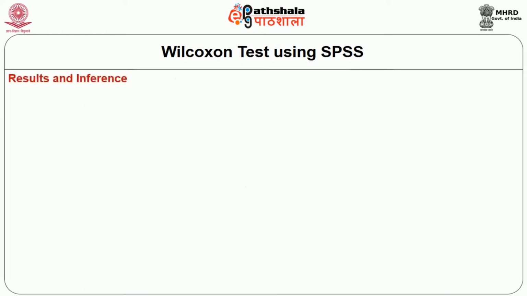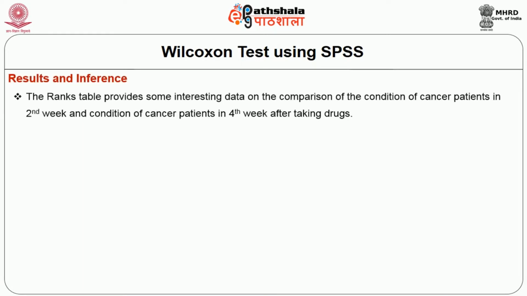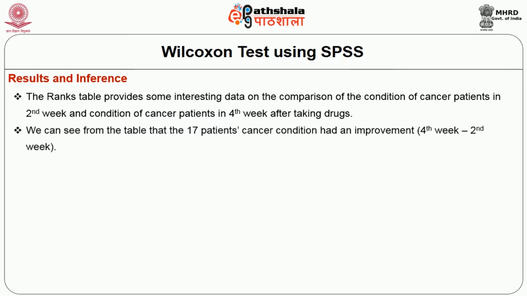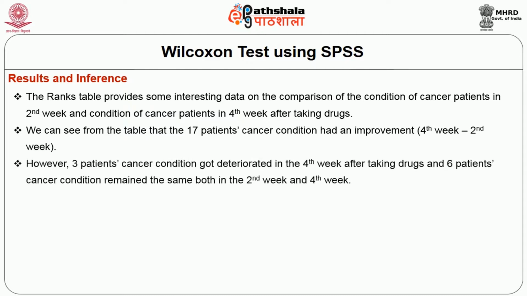Output and inference. The ranks table provides some interesting data in the comparison of the condition of cancer patients in the second week and the condition of cancer patients in the fourth week after taking drugs. We can see from the table that 17 patients' cancer condition had an improvement, whereas 3 patients' cancer condition deteriorated after taking drugs, and 6 patients' cancer condition remained the same both in the second week and fourth week.